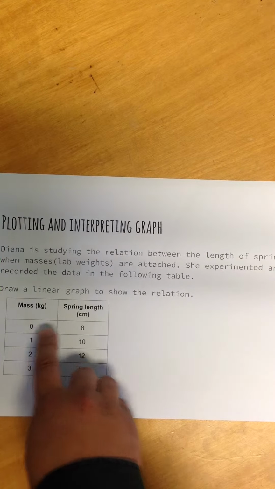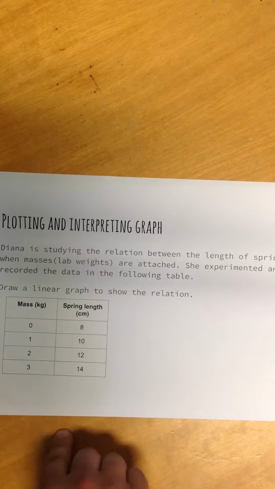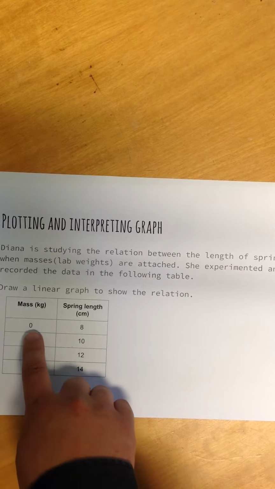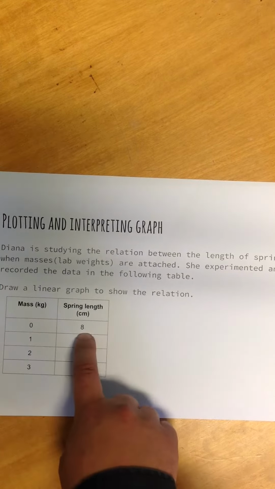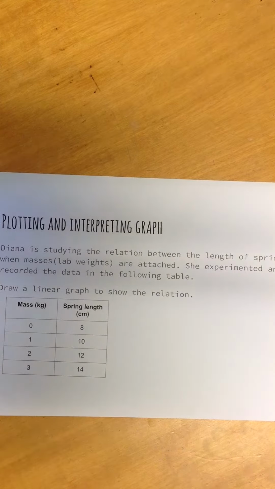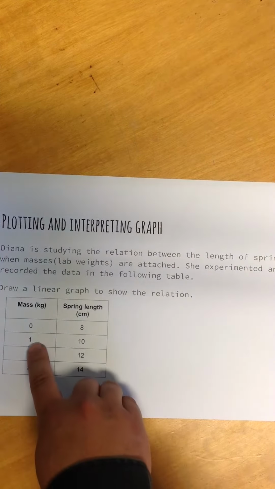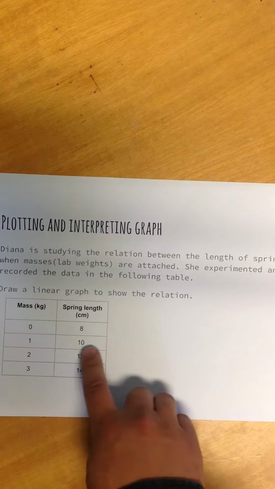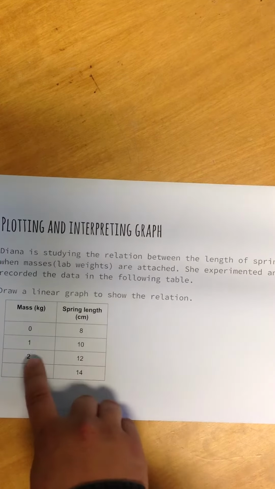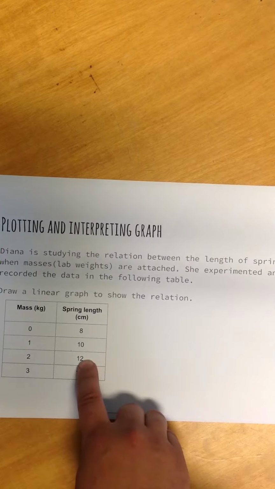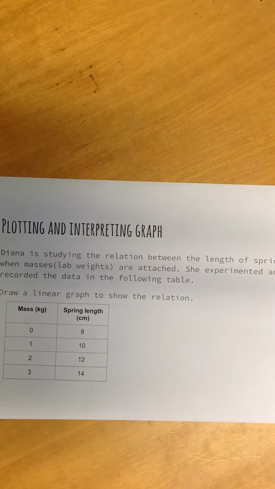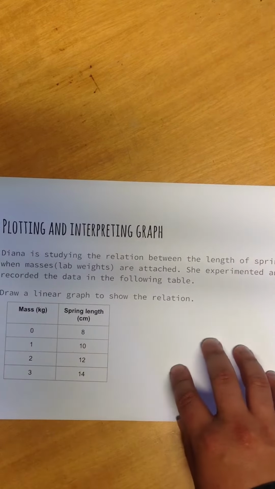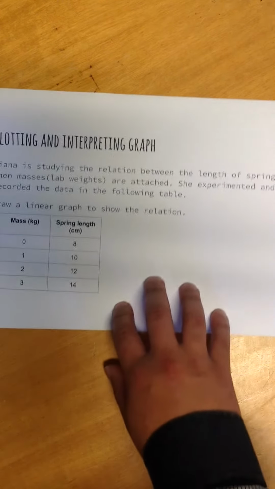0 mass, 8 centimeters. That means that you started with no weights, and the original spring was 8 centimeters long. Then you added 1 kilogram, and it went to 10 centimeters. Then 2 went to 12. And 3 went to 14. So with this information, we are going to graph.